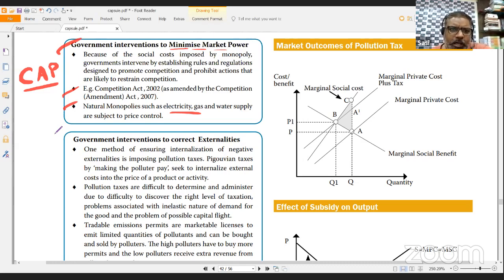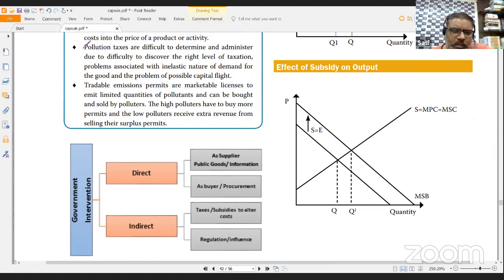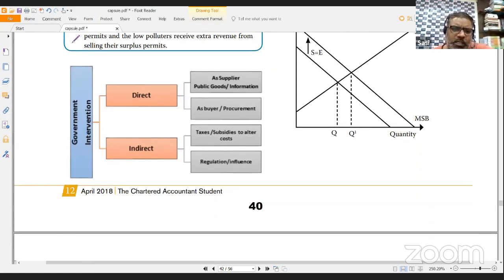For a developed economy, these people are already so powerful. Their monopoly power has to be controlled by the government. That is one thing. And the government also has to intervene to correct the externalities. How will it correct the externalities, how could the government intervention be? It could be in different ways. It could be direct, also indirect.